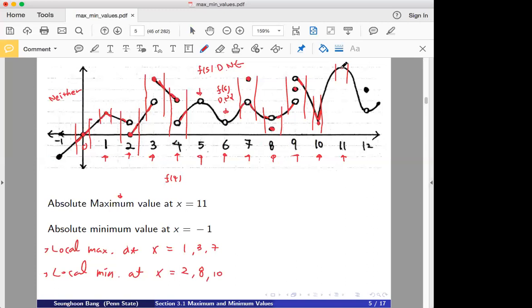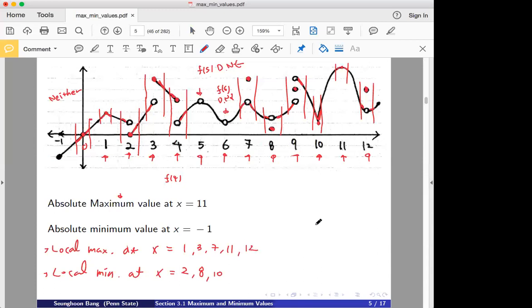Here, locally highest point. This is low values, left-hand side. Right-hand side is low values. So this is local maximum at 11. What's 12? Yes, local maximum. The function value f of 12 is greater than the left-hand side and greater than the right-hand side. So this is local maximum at 12.